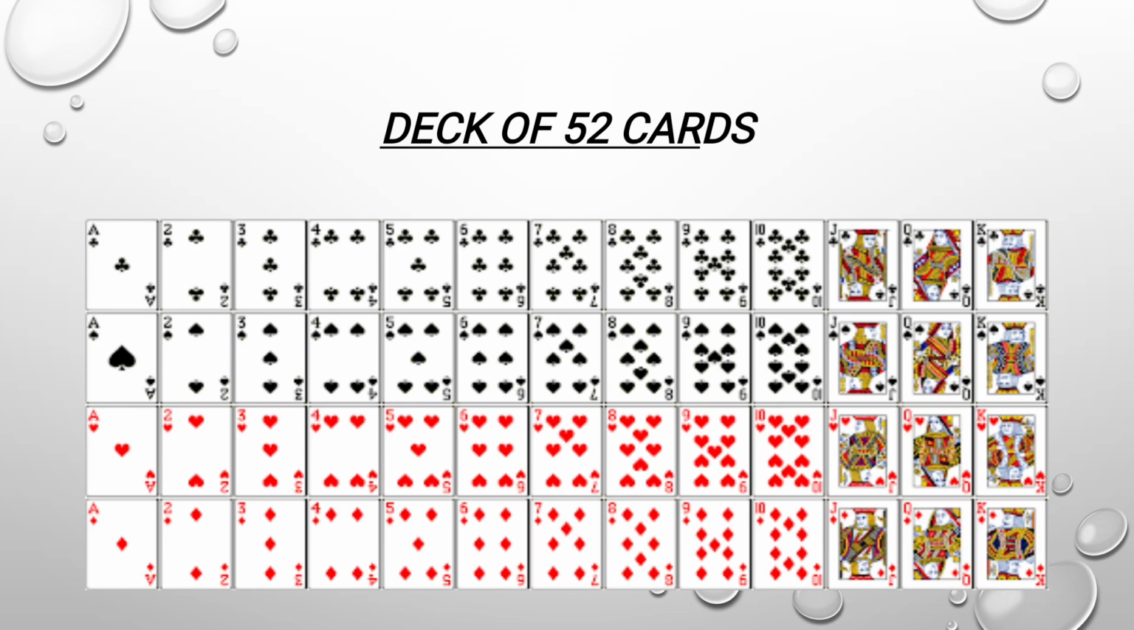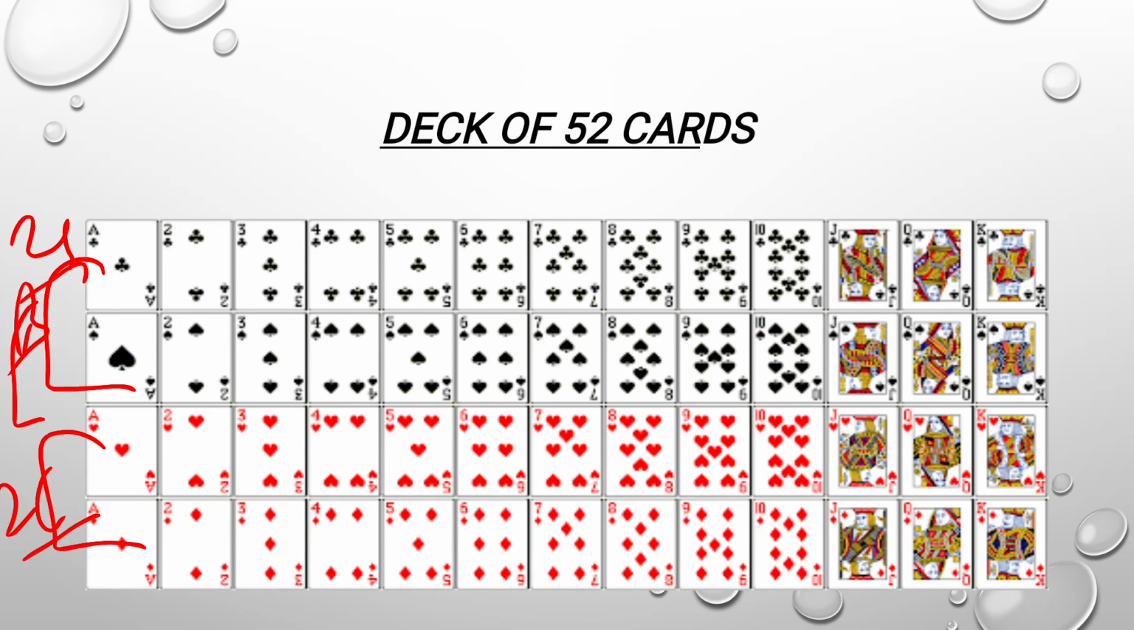Let's have a look at a deck of 52 cards. If you look at the 52 cards, you find 26 cards of black color and 26 cards of red color. So 26 black and 26 red combined make your 52 cards. The 52 cards are divided into 4 categories, right? This is your diamond category, this is your heart category, this is your club, and this is your spade category.